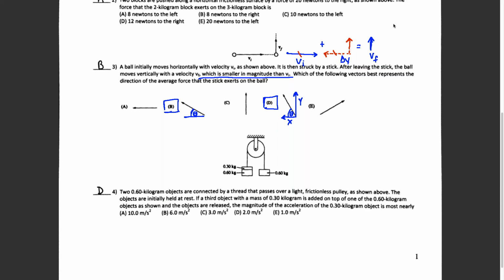We're going to go on to Nika's question number 4, which says 2 0.6 kilogram objects are connected by a thread that passes over a light frictionless pulley as shown. The objects are initially held at rest, and a third object with mass 0.3, so we add this little piece on right here. And when we add that little piece on, then of course the system starts to accelerate. We're going to define our positive direction this way. They want to know the magnitude of the acceleration of the 0.3 kilogram object.